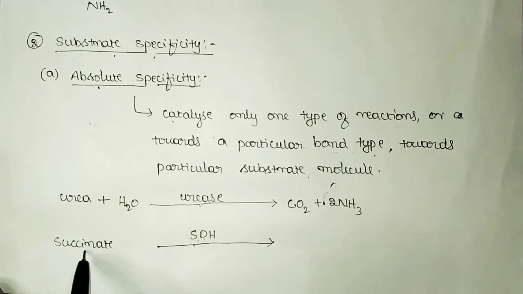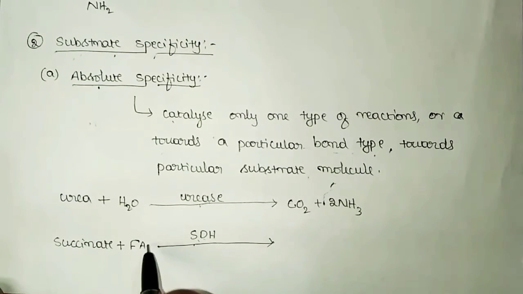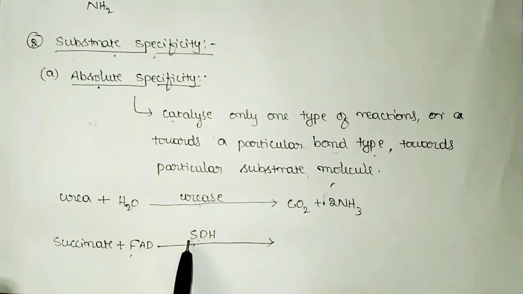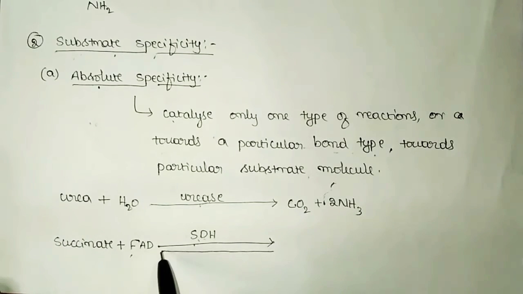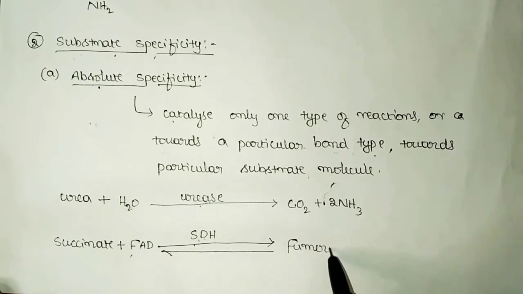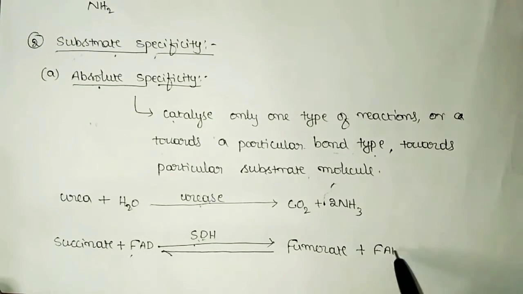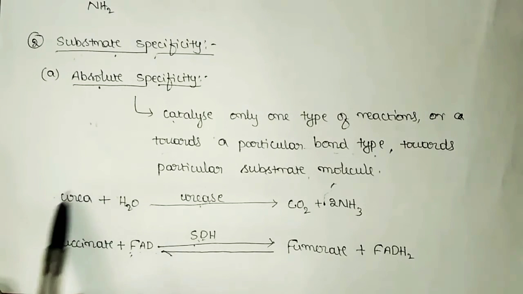When SDH acts on succinate in the presence of an acceptor such as FAD, flavin adenine dinucleotide, which is the full form of FAD, succinate is reversibly converted to fumarate. Since it performs dehydrogenation, the hydrogen is received by the FAD molecule, and we get FADH2, the reduced form of FAD. So here we observed the specificity of the enzyme towards the substrate molecule.